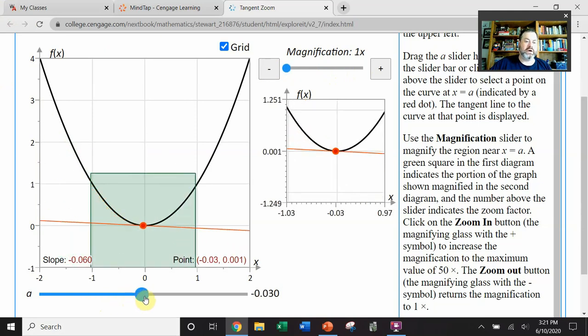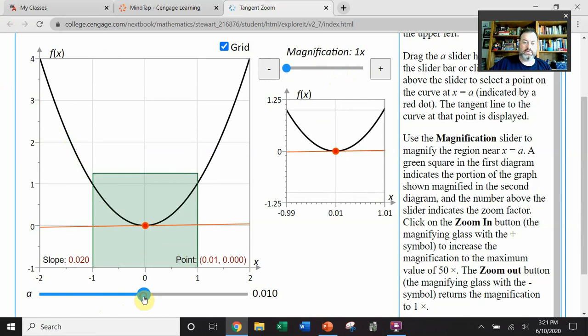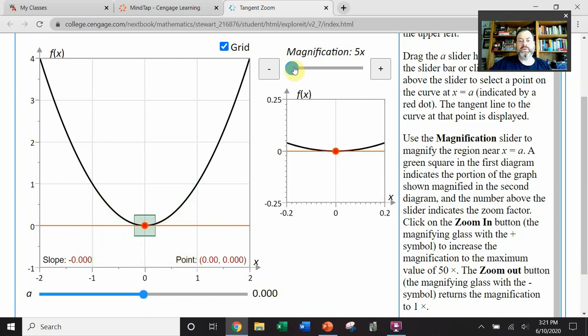So what if we go here to the bottom, right? What if we go right to the vertex? You can use the arrow keys on the sliders to get them really precise. So what happens if we zoom in here? Yep, see how it flattens out? Curve, flat, because we're zooming in.